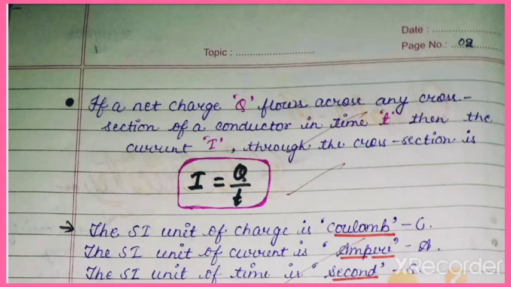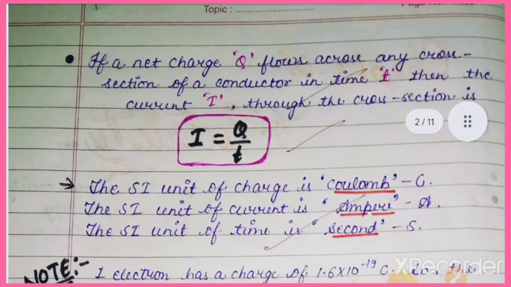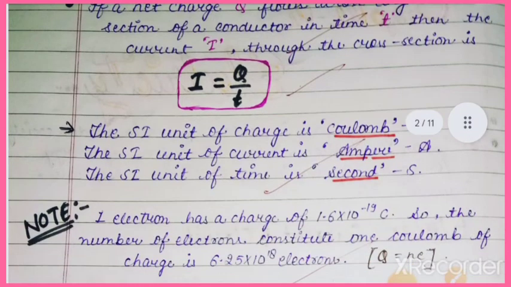And here is the formula given. I is equal to Q upon t, this is the formula, where I represents current, Q represents charge, and t represents time. If a net charge Q flows across any cross section of a conductor in time t, then the current I through the cross section is I equals Q upon t. The SI unit of current is ampere, the SI unit of charge is coulomb, and the SI unit of time is second.